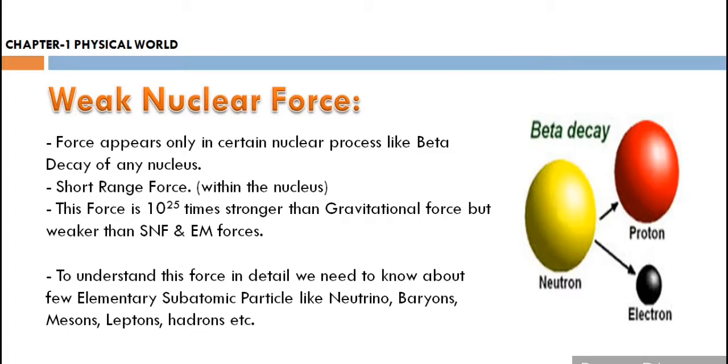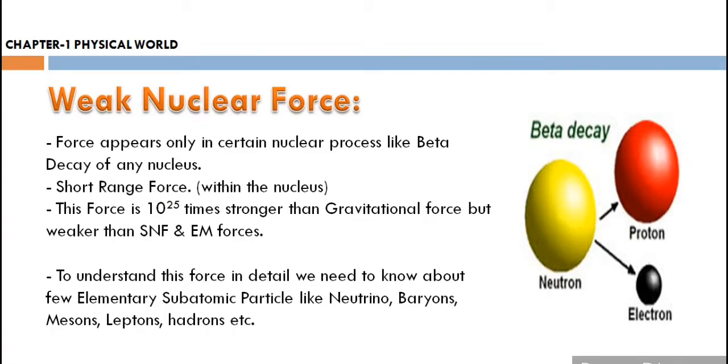Okay, now if we compare weak nuclear force with gravitational force, this force is still 10 raised to 25 times stronger than gravitational force, but ultimately it is weaker than strong nuclear force and electromagnetic forces. SNF stands for strong nuclear force, EM stands for electromagnetic forces.